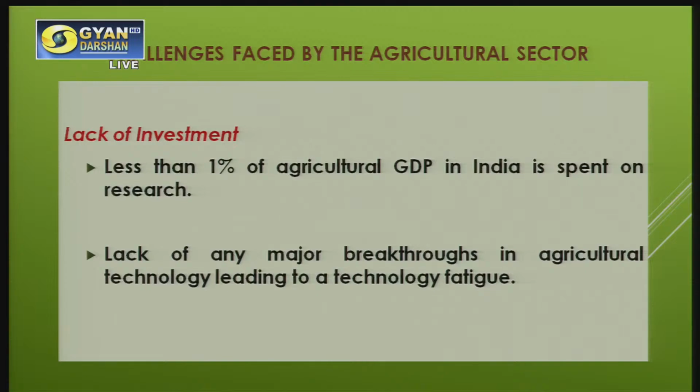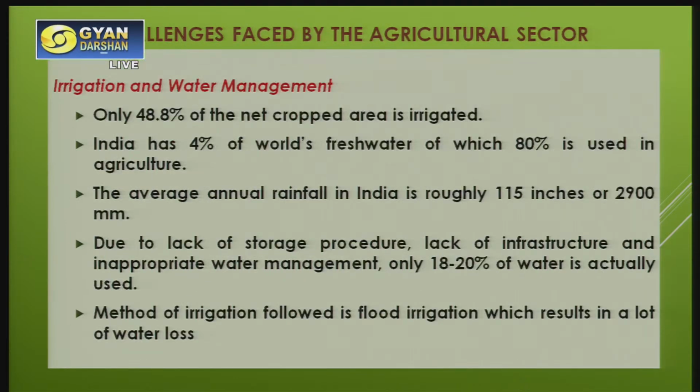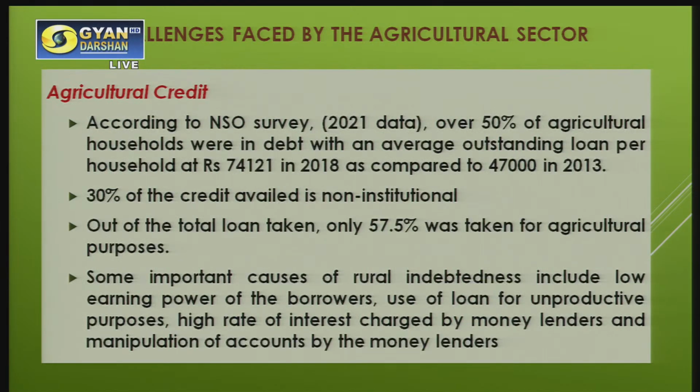Another important challenge is lack of investment. Less than 1% of agricultural GDP is spent on research, because of which Indian agriculture is facing a kind of technological fatigue. There are no major breakthroughs in agricultural research. Then another problem is irrigation and water management. Only close to 49% of the net cropped area is irrigated. The rest is only rain-fed, and rain-fed agriculture has its own issues in terms of crop failure. If the country does not have sufficient rainfall, then crop failures may happen.